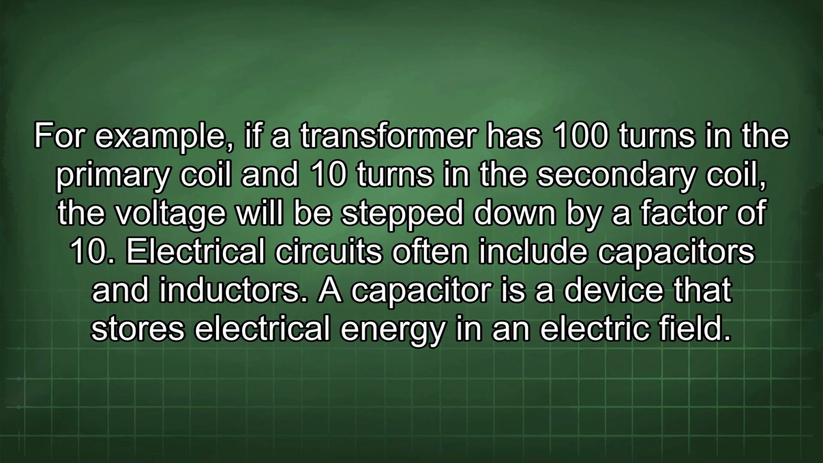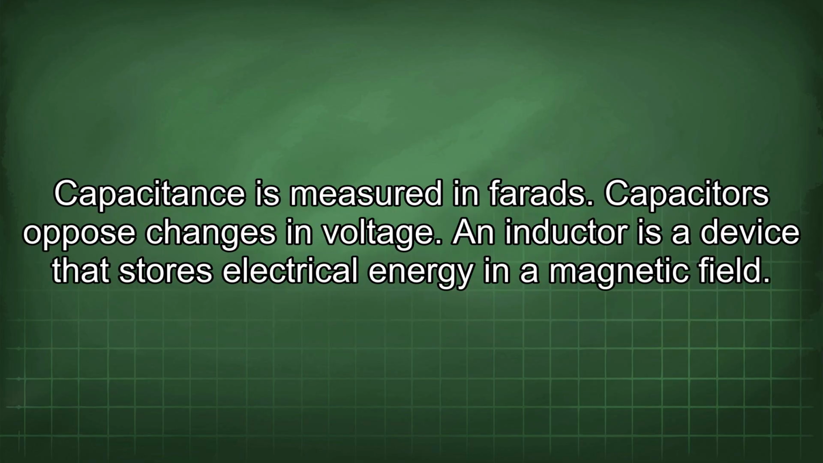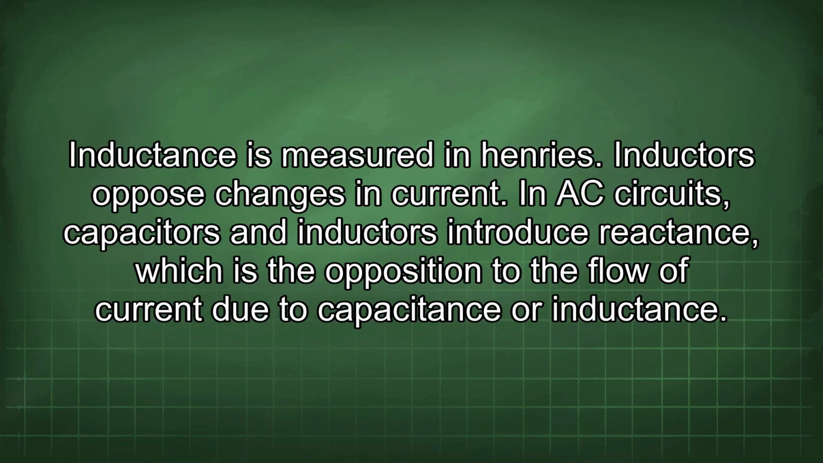Electrical circuits often include capacitors and inductors. A capacitor is a device that stores electrical energy in an electric field. Capacitance is measured in farads. Capacitors oppose changes in voltage. An inductor is a device that stores electrical energy in a magnetic field. Inductance is measured in henries. Inductors oppose changes in current.